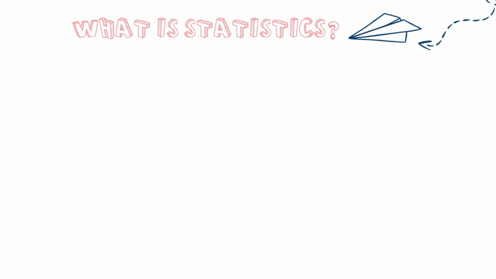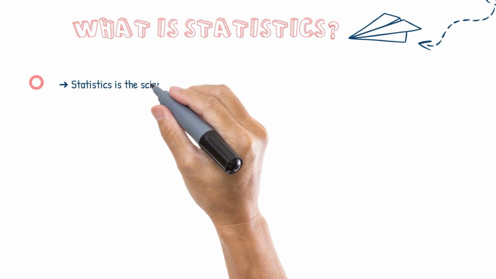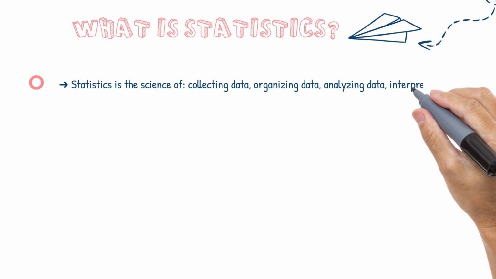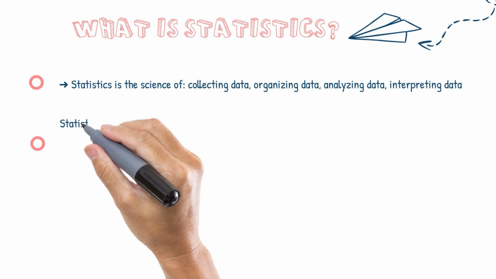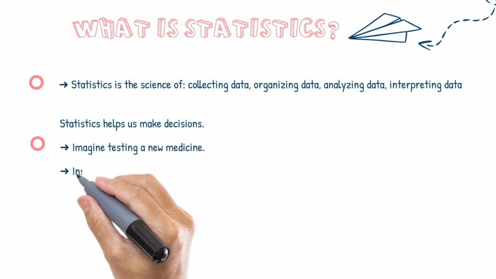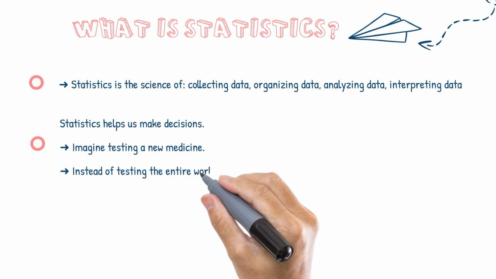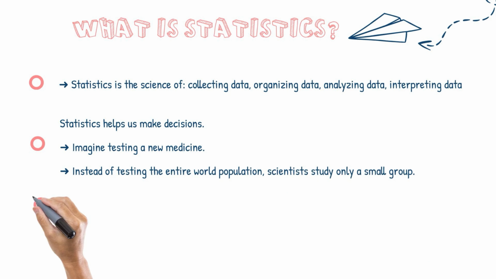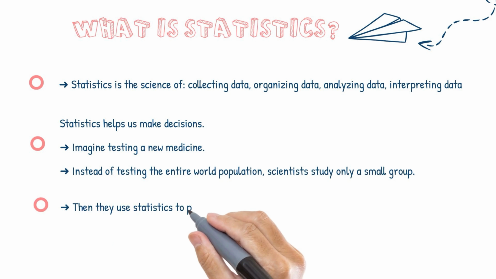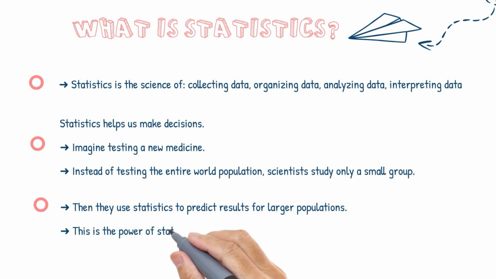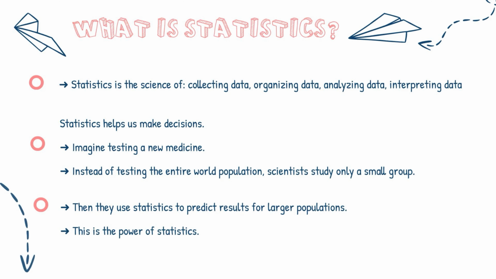What is statistics? Statistics is the science of collecting data, organizing data, analyzing data, interpreting data. Statistics helps us make decisions. Imagine testing a new medicine. Instead of testing the entire world population, scientists study only a small group. Then they use statistics to predict results for larger populations. This is the power of statistics.